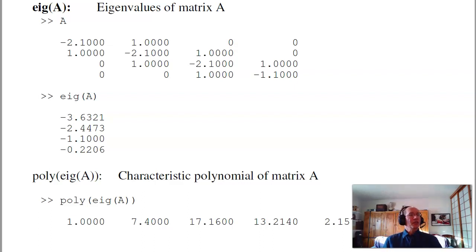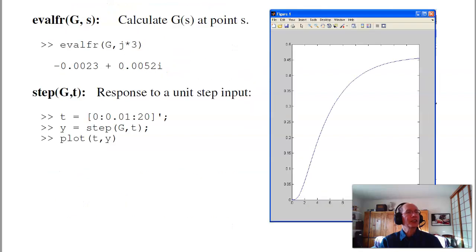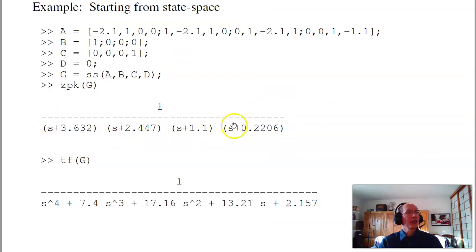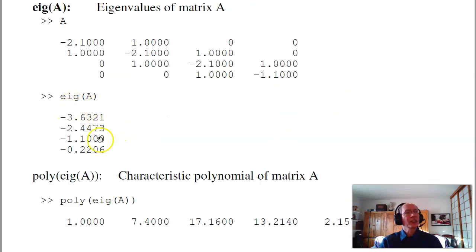Eigenvalues. In state space form, we have matrices A, B, C, and D. The eigenvalues of A are all important. The eigenvalues are the roots. If you have the system and find the transfer function, that's what these will be. And if you notice, it's the same system we've been looking at. Here's the transfer function. I've got poles at -0.2, -1.1, -2.4, -3.6. Those are the eigenvalues.